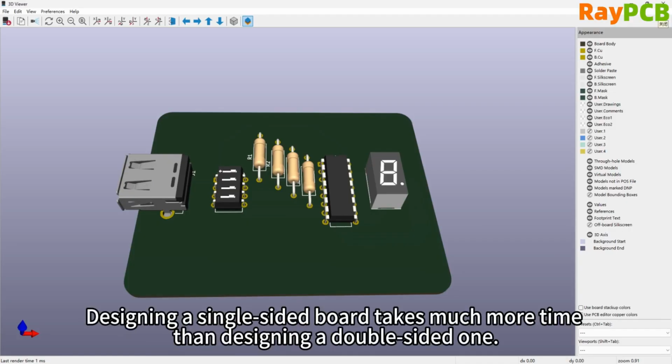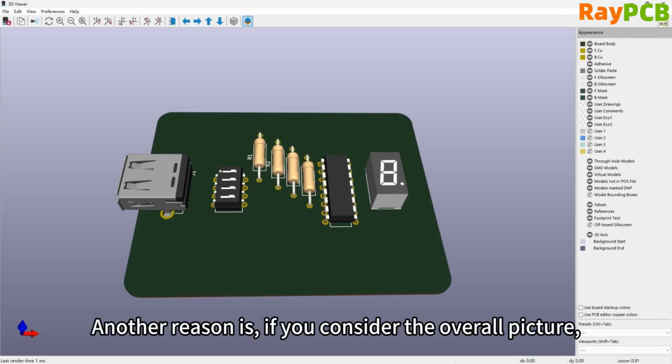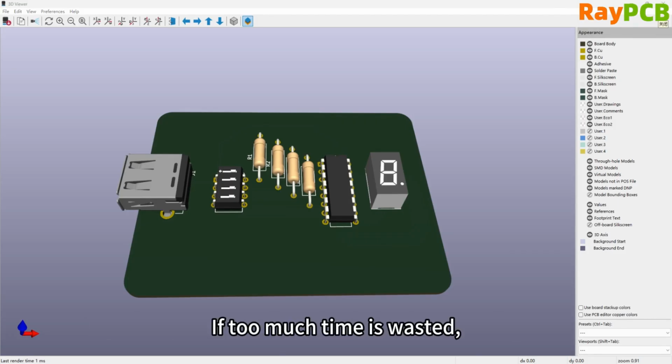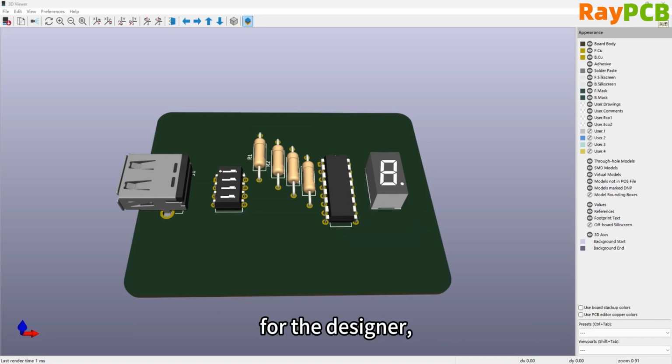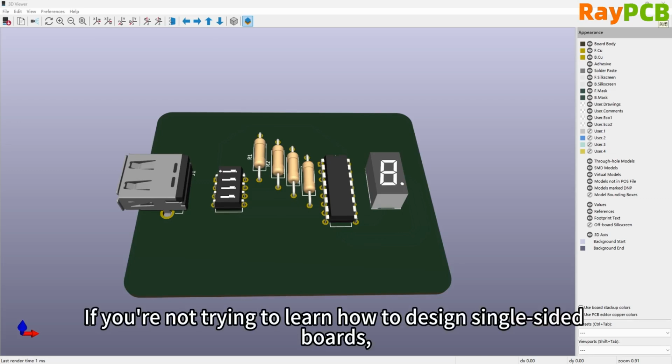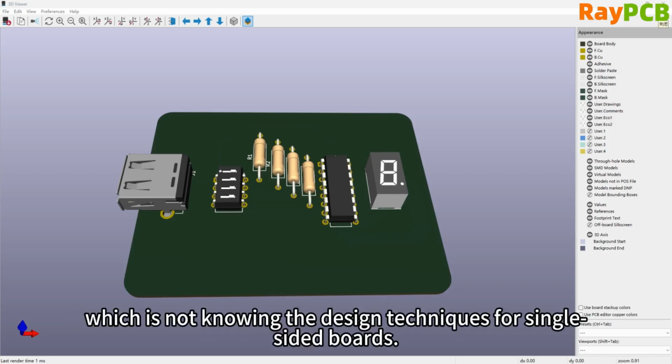Indeed, designing a single-sided board takes much more time than designing a double-sided board, and it's also much more difficult. Another point is that if you look at it comprehensively, your time is also a cost. If you waste too much time, even though the board manufacturing cost is lower, for the designer, the overall cost is not actually low. So that's another reason. If you're not specifically trying to learn how to design single-sided boards, generally speaking, nowadays no one deliberately designs single-sided boards anymore. There's also another reason, which is not knowing the techniques for designing single-sided boards.